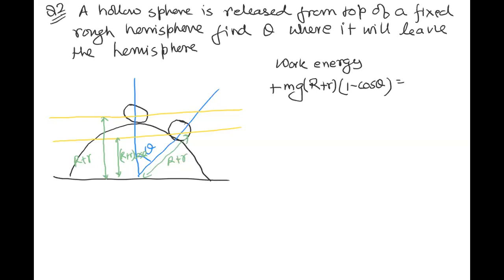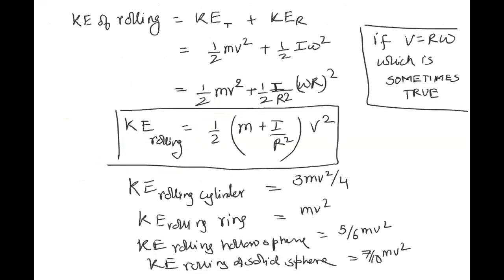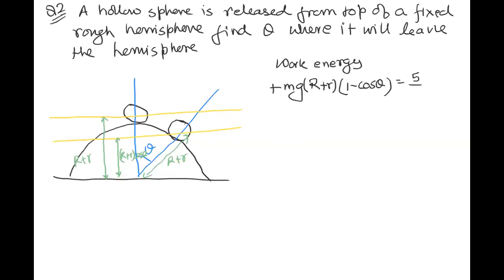Going back to this 5 by 6 mv square minus 0. Again, we end up with one equation and two unknowns because v is unknown and theta is unknown. But then I notice that the motion of the center of mass is circular. And what I can do at this point is draw the tangential axis and the radial axis. And then I can draw the force acting on it, mg.